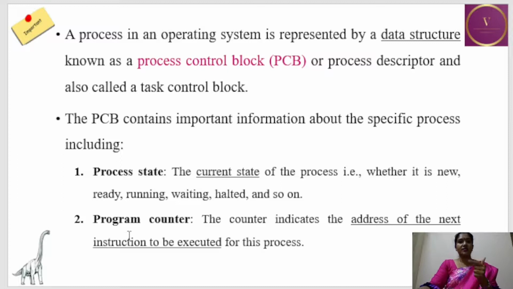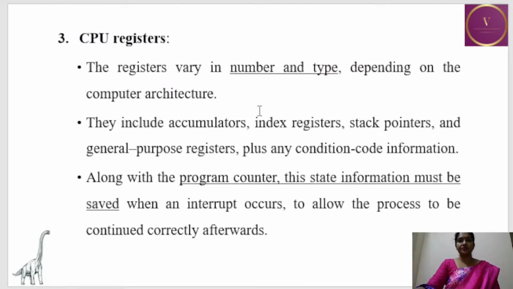So next is the program counter. So what is the program counter? It includes the address of the next instruction to be executed for this process. So what is the next instruction that has to be executed? Those details will be stored under the program counter.